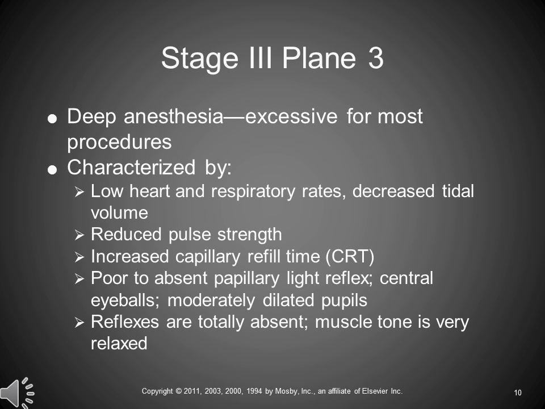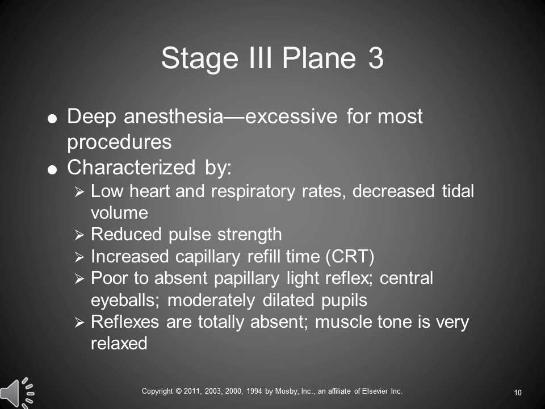Okay, your pulses, if you've been following your pulses, you're going to find that those get pretty weak. The pulses are getting pretty thin. Your capillary refill time is going to start to increase, because of the difference between systolic and diastolic pressures. There's going to be poor to absent pupillary light reflex, central eyeballs. You have moderately dilated pupils. Any reflexes are pretty much gone. Palpebral is gone. Muscle tone is very relaxed, very flaccid.